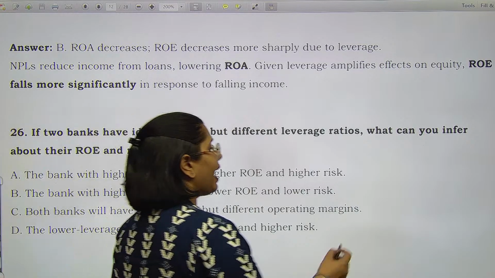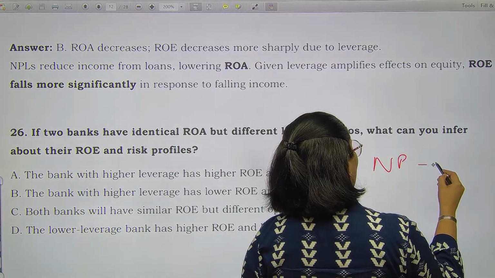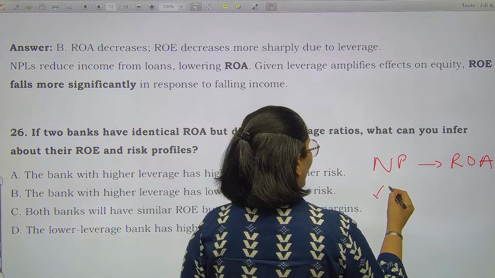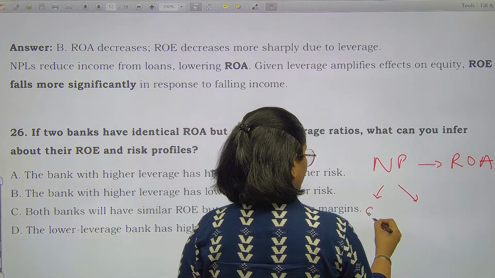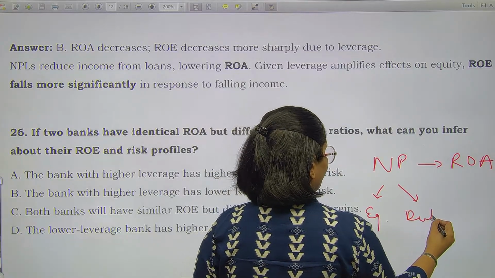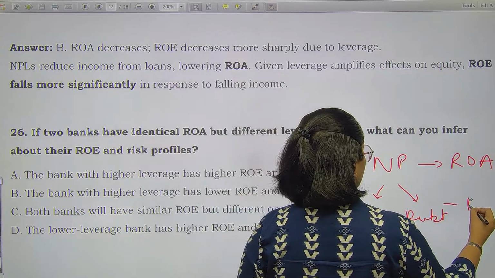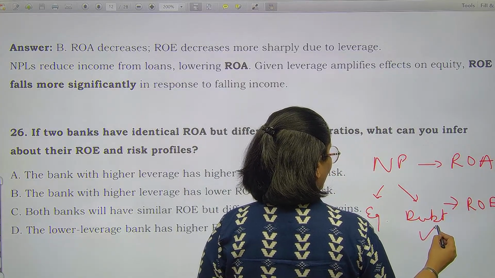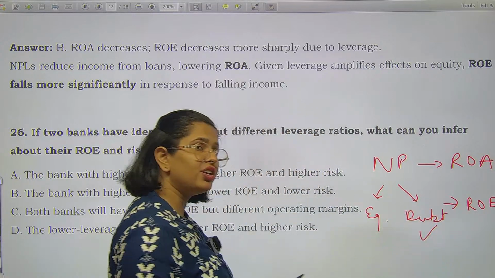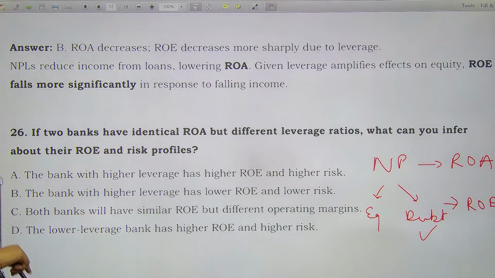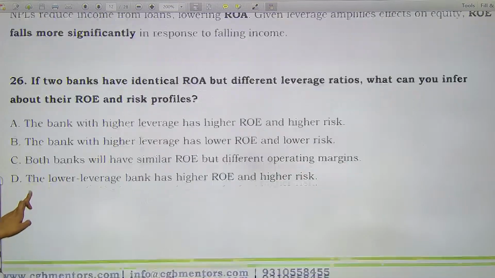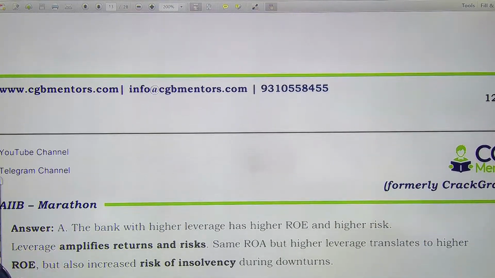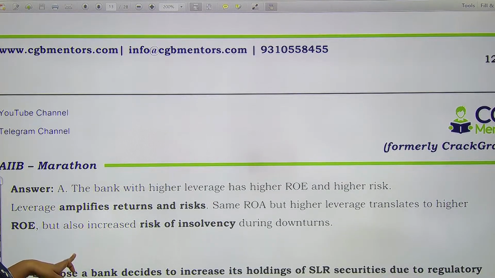See, I have net profit that will impact my return on assets. But after that, how I have chosen equity and debt, this impacts my ROE. ठीक है, ये मेरे ROE को impact करता है. If I have used more debt, that means more leverage, it is going to give more return to equity shareholders. ठीक है, तो यहाँ पे that is why the correct option is the bank with the higher leverage will have the higher ROE and the higher risk.